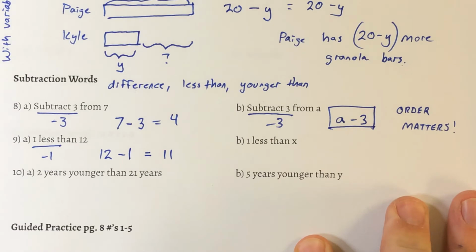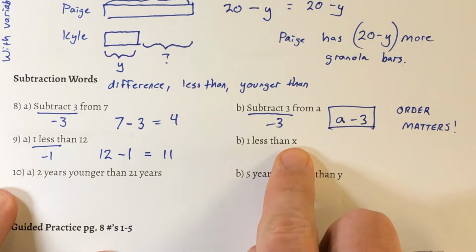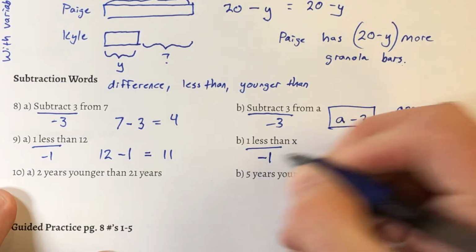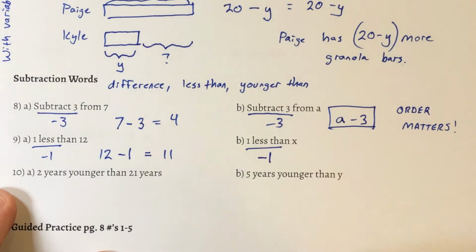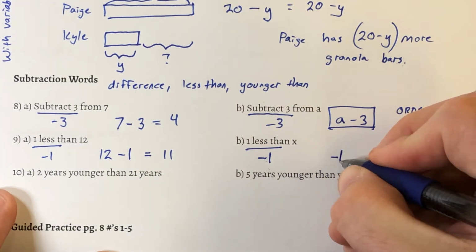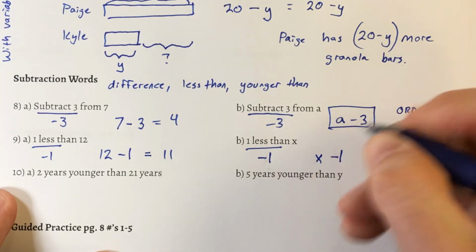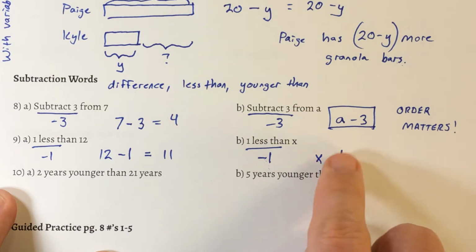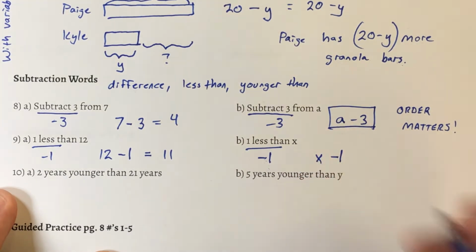All right, let's compare that with letters. So 1 less than x. Again, 1 less than means take away 1. Don't take away 5, don't take away x, don't take away anything else. Make sure you're taking away 1 from what? X. So x must come first. So 1 less than x means x minus 1.